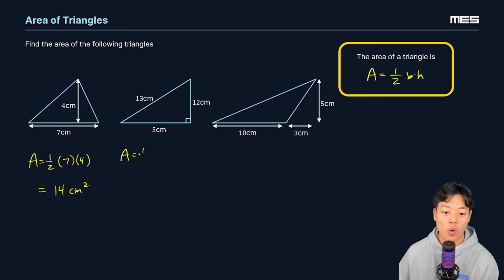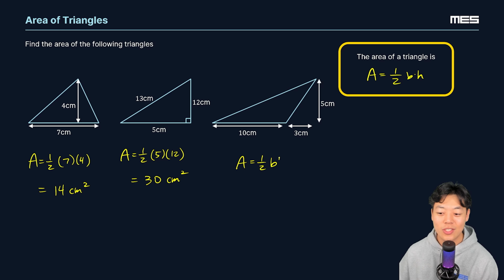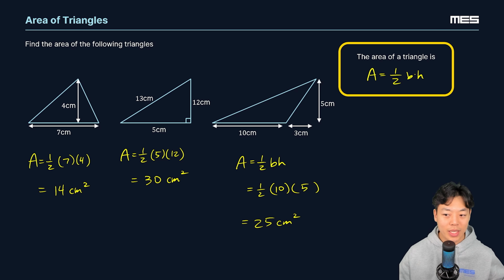Same idea here, 1/2 times base times height. 12 divided by 2 is 6, times that 5 is 30 centimeters squared once more. And don't get confused just because we have a different looking triangle here. It's still the same. The base is 10, the height is 5. So 5 times 5 gives us 25 centimeters squared. Don't get thrown off by that.